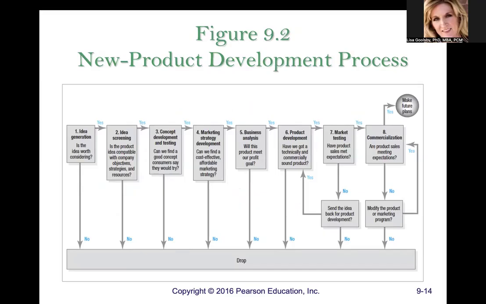So, what happens when you want to develop a new product? Well, every new product goes through a new product development process. It starts at spot number one, idea generation. A lot of times you'll come together as a group and everybody will put their ideas out there. And at that idea generation stage, there is no bad idea. You're coming up with a lot of different ideas.